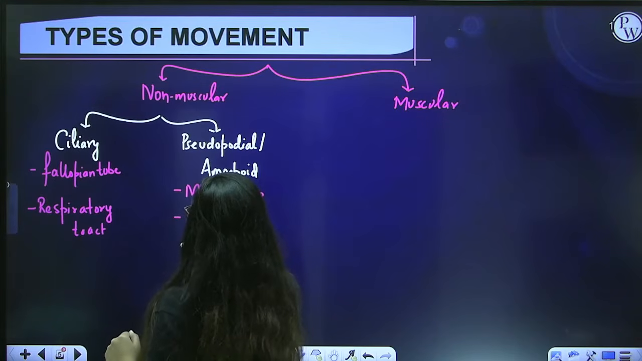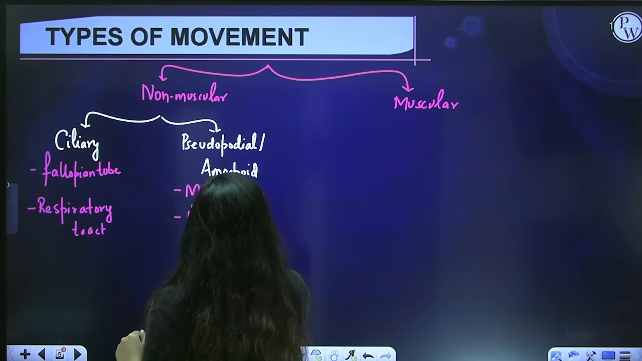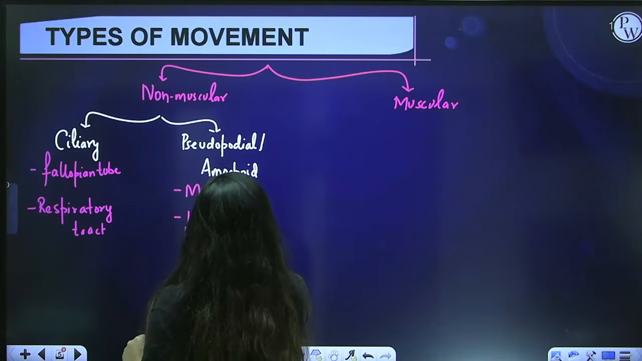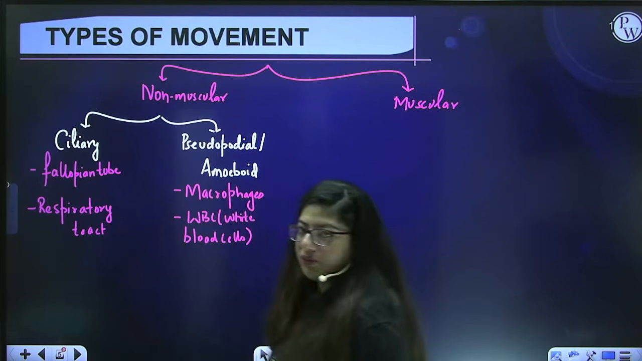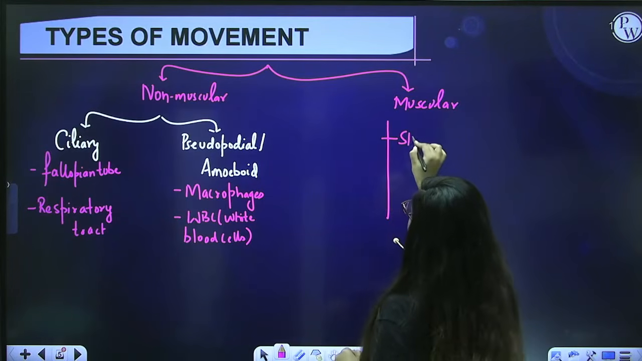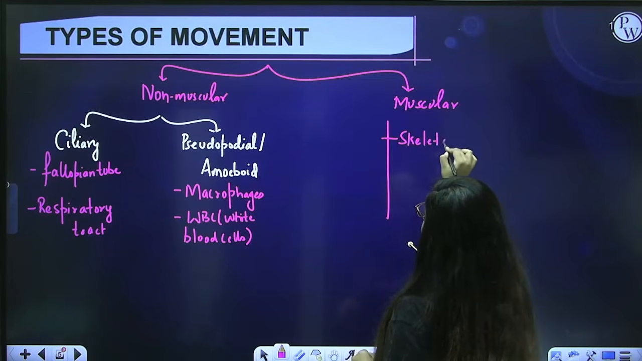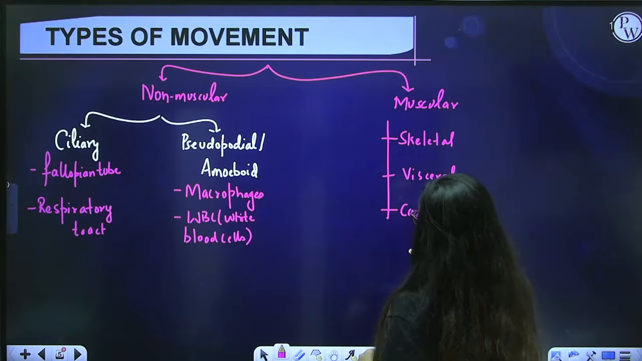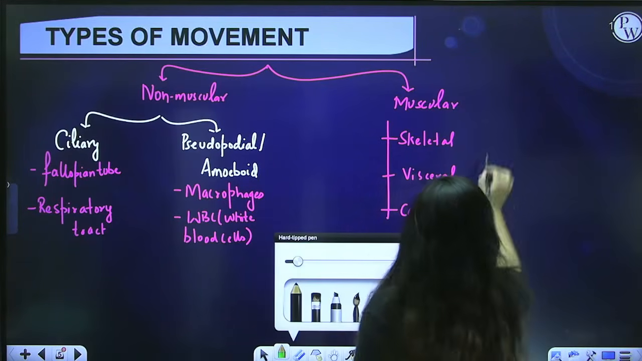Macrophages and WBCs. Guys, what are WBCs? White blood cells. WBCs show amoeboid or pseudopodial movement. Talking about muscular movement, we have three types of muscle: one is skeletal, another is visceral muscle, and the third is cardiac muscle. All these muscles lead to movement.